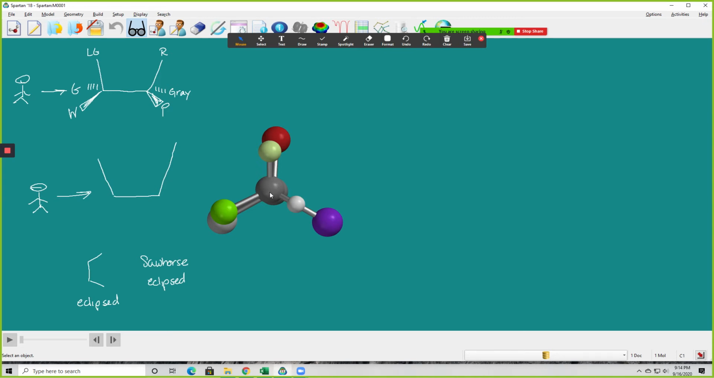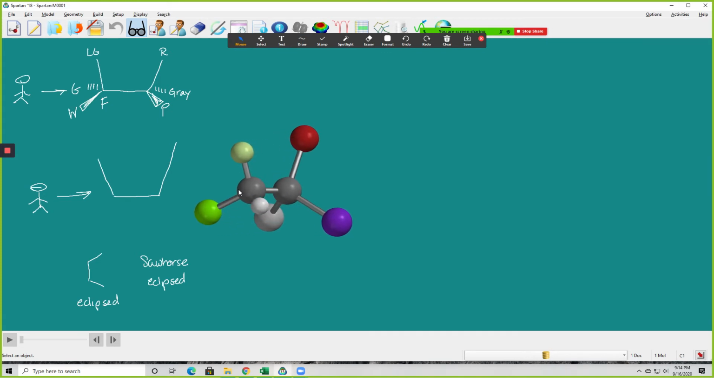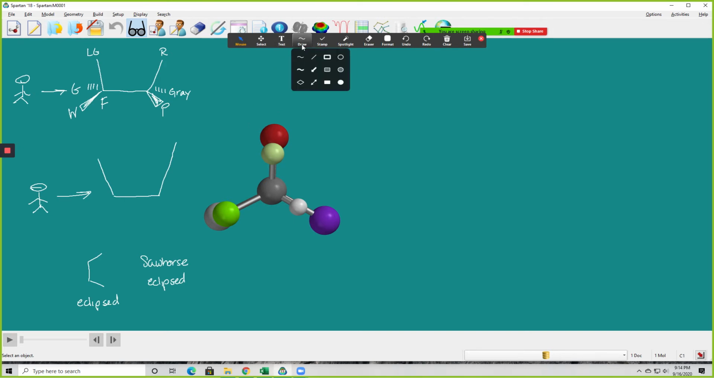Okay, so there I am. That's what I'm seeing. Now, in this case, the front carbon is the one with the light green and the white group on it, which, if I just kind of rotate this a little bit, you can see that was indeed the front carbon. So this is my front carbon. And then this is the back carbon, the one with the red, purple, and gray. You can't see the back carbon because it's obscured by the front carbon.